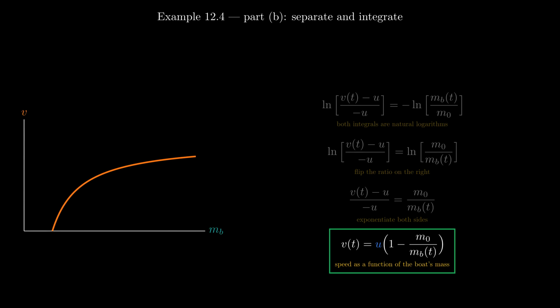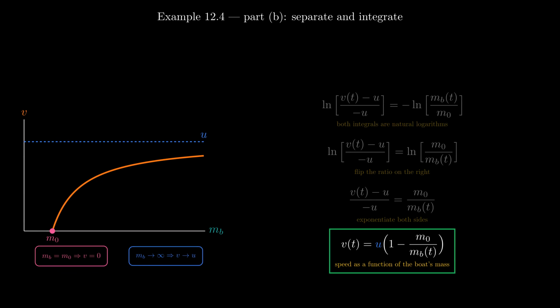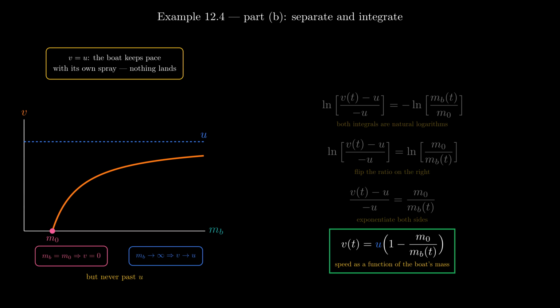Check it at both ends. At the start, the boat's mass is m0, the fraction is 1, and v is 0. Correct. As water accumulates and m sub b grows, the fraction shrinks and v climbs towards u, but never past it. That ceiling is physics, not an accident of algebra. The jet can push the boat only while it catches the boat. A boat moving at u will keep pace with its own spray, and the water alongside will never land. Speed as a function of mass, with time nowhere in it. Exactly what part B asked for.